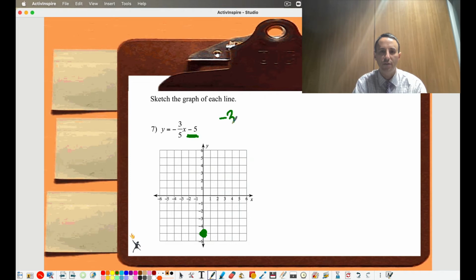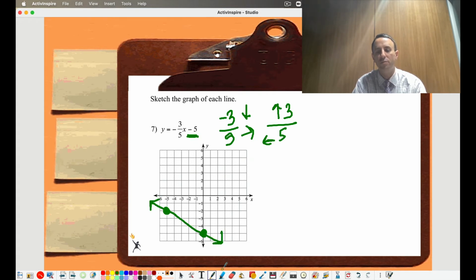So I can't do down 3 to the right 5 because the negative always goes up with that numerator. So because I can't do that, I'm going to flip it. I'm going to go up 3 to the left 5, because I can't go down 3 to the right 5. That gives me my final point. I can't graph anything else on this line, so that's what this looks like. There we go. All right.